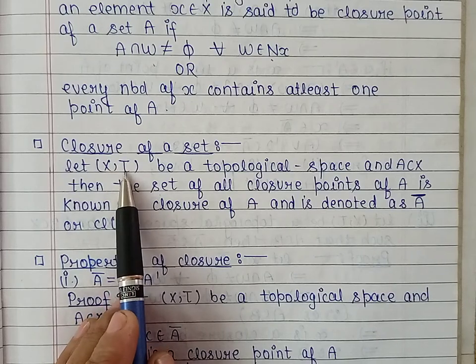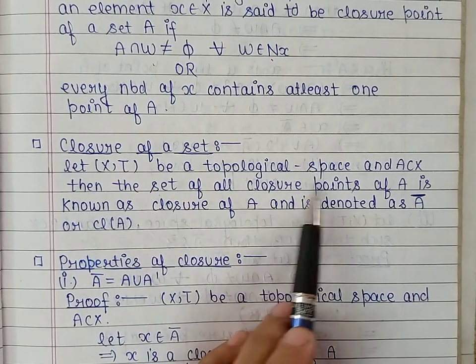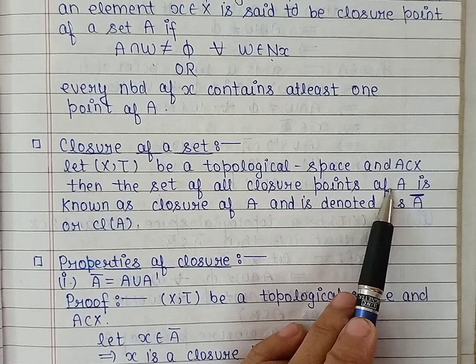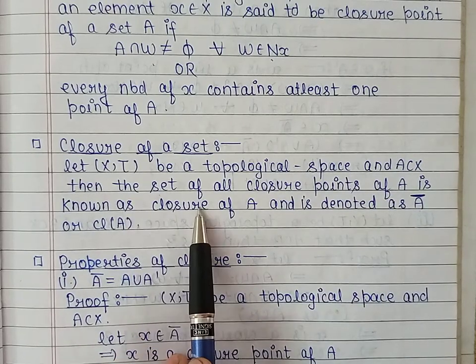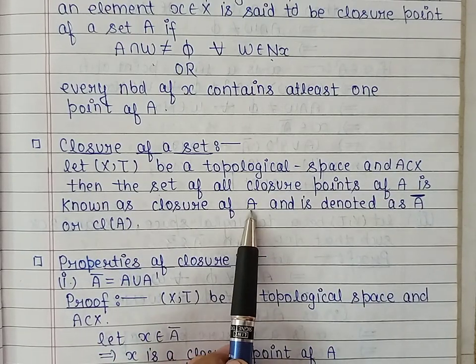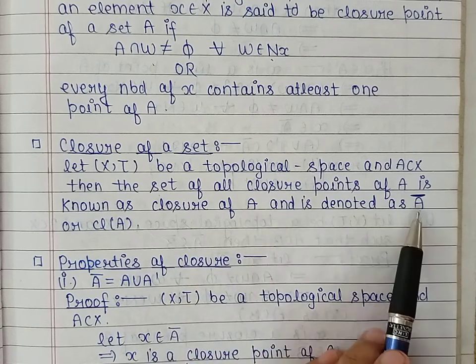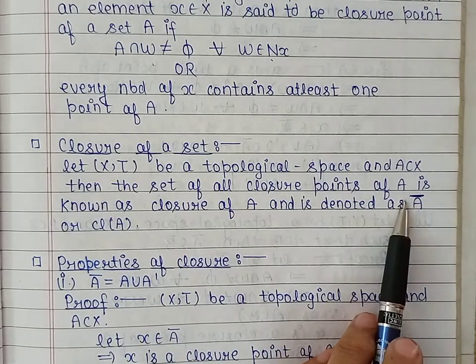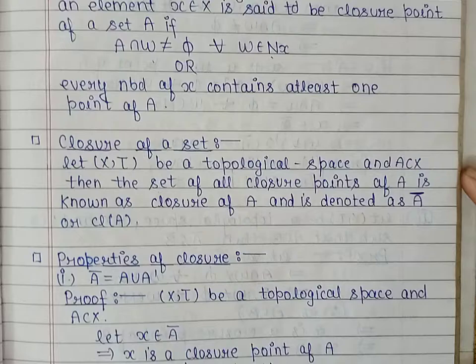Next, we define closure of a set. In a topological space, the set of all the closure points of a set is called the closure of that set, and we denote it by A bar. Next are the properties of closure.